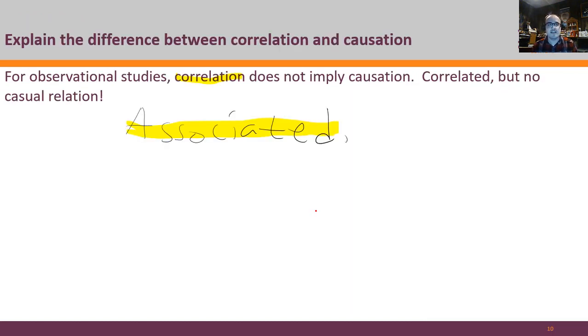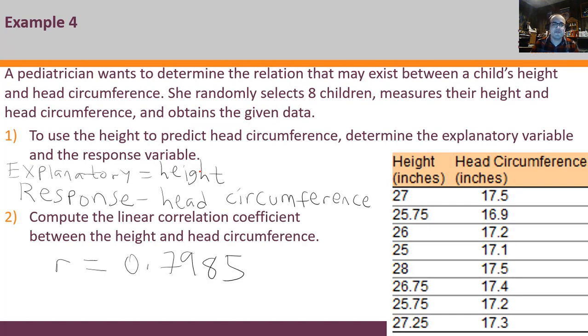When it comes to these, this correlation, for any observational study, we could only say that we have correlation and that does not imply causation. Now we could call it correlation, we could call it association, same thing, but we cannot say causation for observational studies. That's all that this is basically saying.